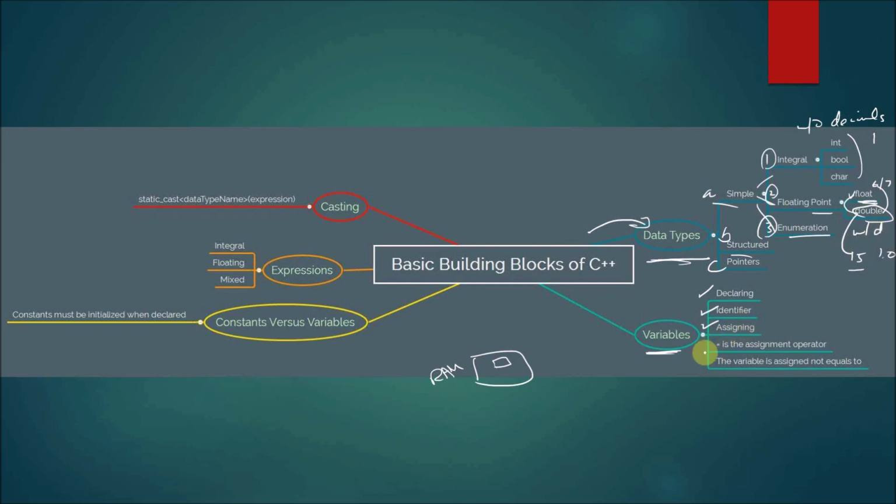All right, we assign it a value by using the assignment operator, which for non-tech people would be the equal sign. One equal sign is the assignment operator, which is different from two equal signs, which we'll talk about later. However, it's important to note that variable assignment does not mean equals to. It is assigned something.